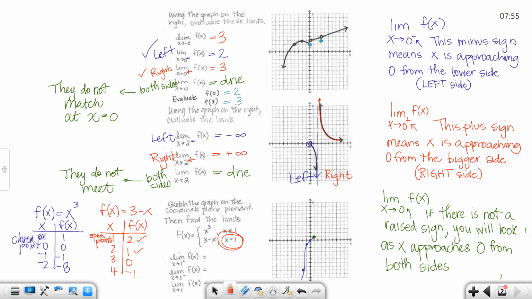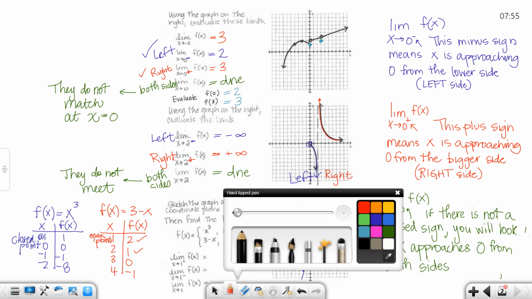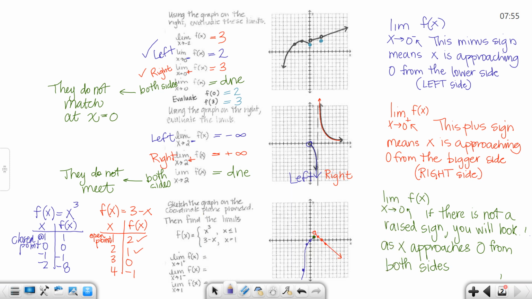Now let's get ready to graph it. I have the point (1, 2), and that's an open circle right there. Then I have the point (2, 1), (3, 0), (4, -1), and so forth. That's what my graph would look like. Okay, so that's what the graph looks like. Now we are ready to answer our limits.